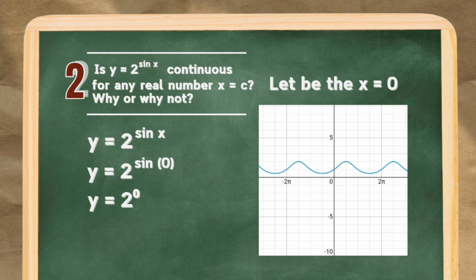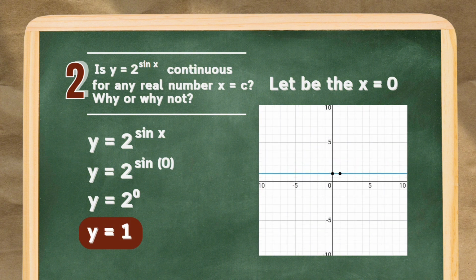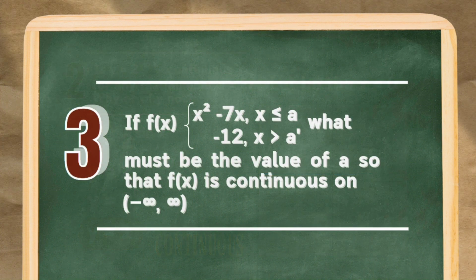Since any number raised to 0 is equal to 1, therefore y is equal to 1. And the graph will look like this. It is considered continuous since there are no holes, nor jumps, or skipped lines in our function. So now let's proceed to analyze the given problem for number 3.